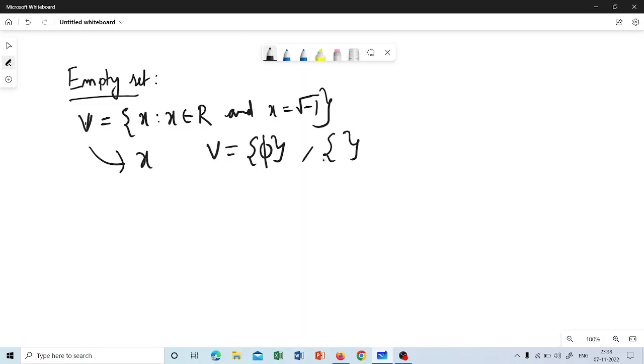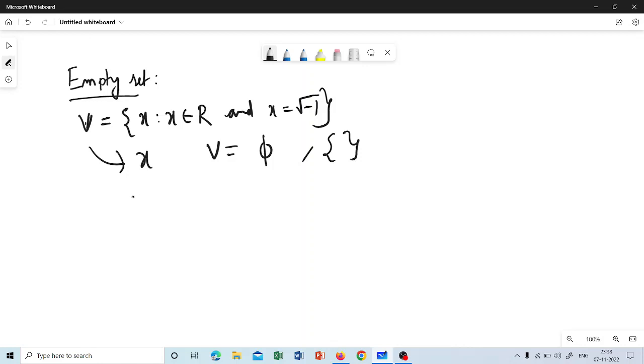This is represented by phi. You can write phi outside or inside, it doesn't matter. So this set is empty.